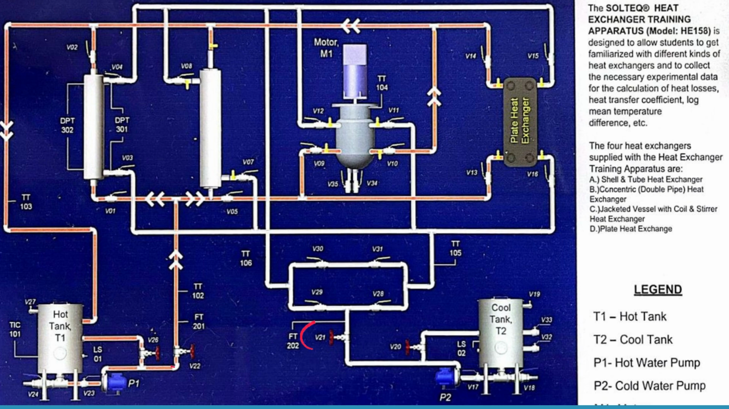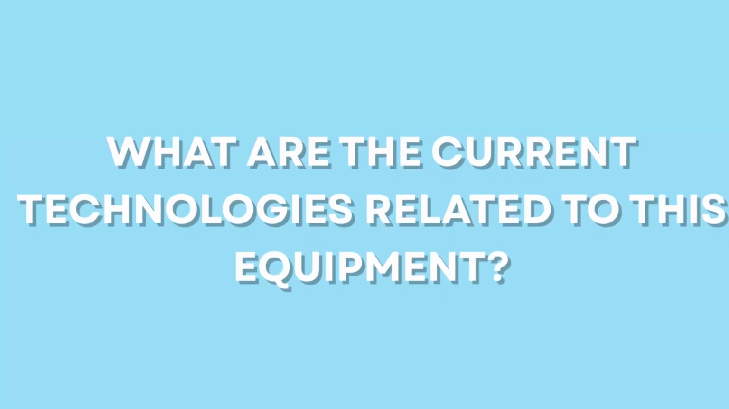During operation, the flow rates of both fluids are controlled using valves, while flow meters measure the flow rates. Temperature sensors record the inlet and outlet temperatures, and pressure sensors monitor the pressure differences across the system. Now, what are the current technologies related to this equipment?